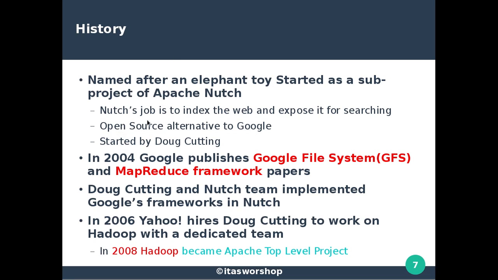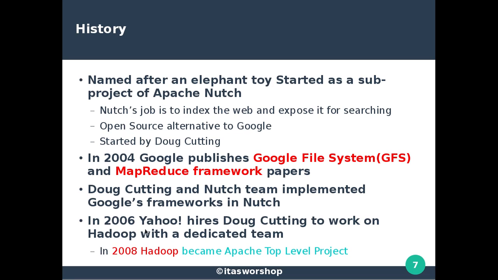And Apache Nutch's job is to index the web and expose it for searching. So it's kind of an open source alternative for Google. They started working with Apache Nutch, Doug Cutting and his team, and in 2004 Google published the Google File System and MapReduce framework papers. So Google released some white papers, then Doug Cutting and the Nutch team implemented those Google frameworks, those white papers, in their project Nutch.